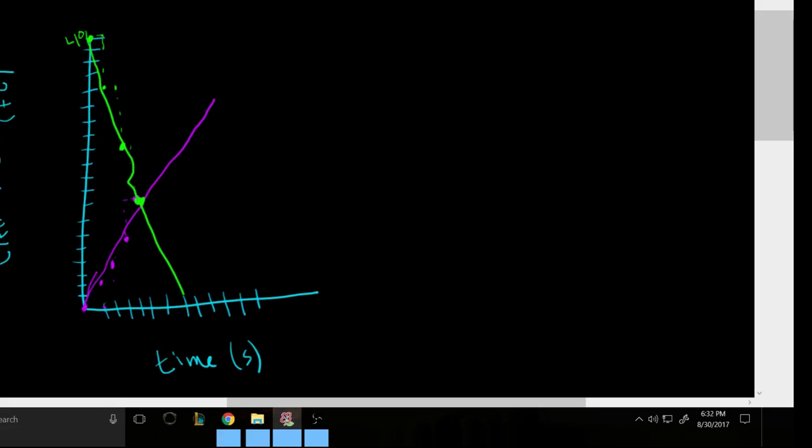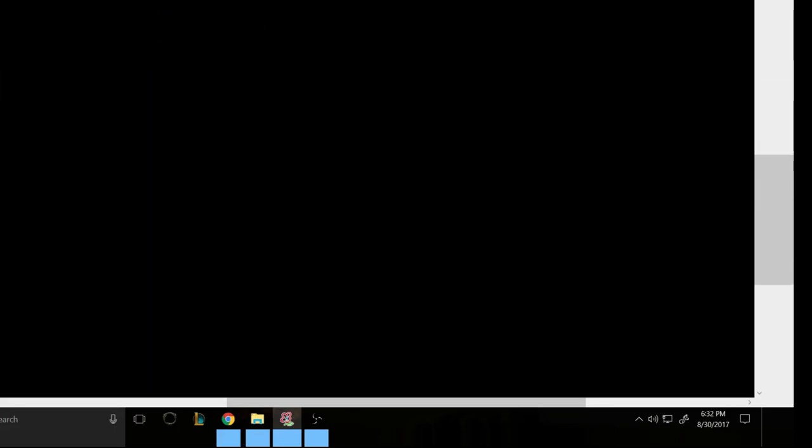Part B says, what does the point of intersection represent? We talked about this a lot in class. Remember that this is when they're kind of running into each other. And it also represents that at that specific time, their elevations are equal. So your answer should say something like that. All right, number 8.